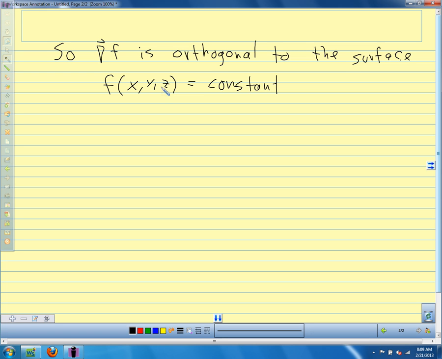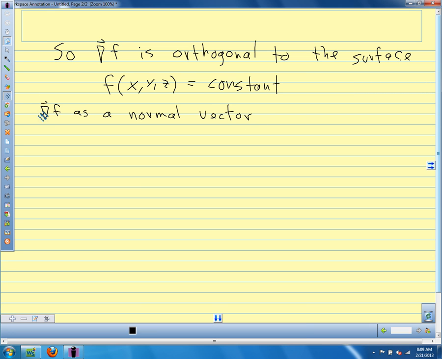So now we have this orthogonal vector. We can use it to find things. So let's talk about how we're going to use del f as a normal vector. This is one of the primary ways that we're going to use the gradient, as a normal vector.